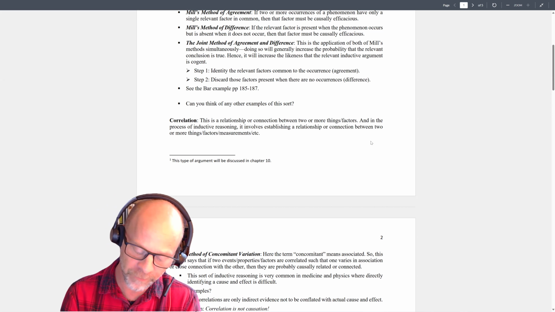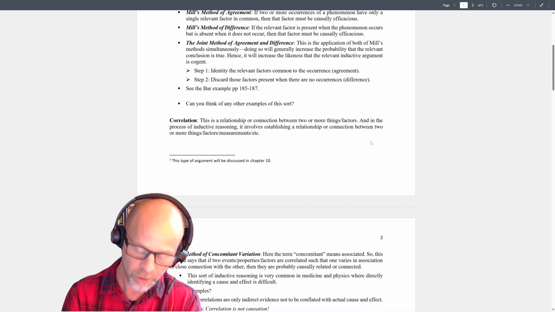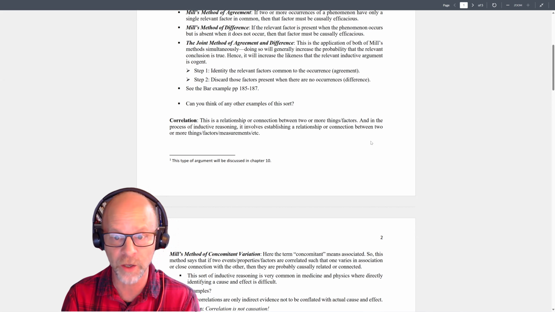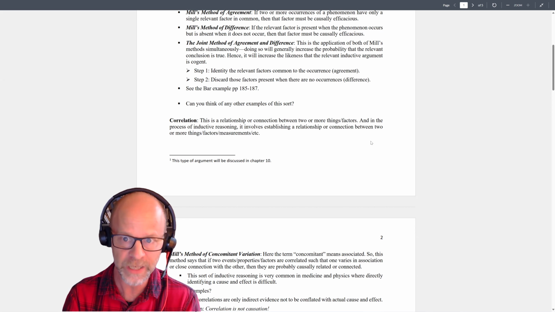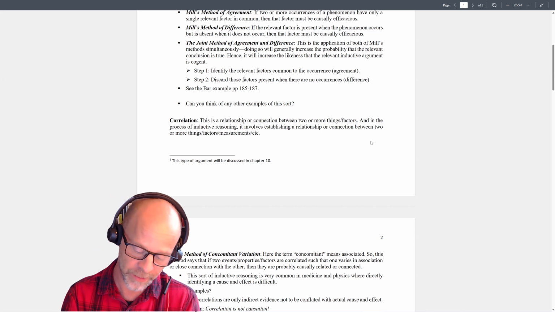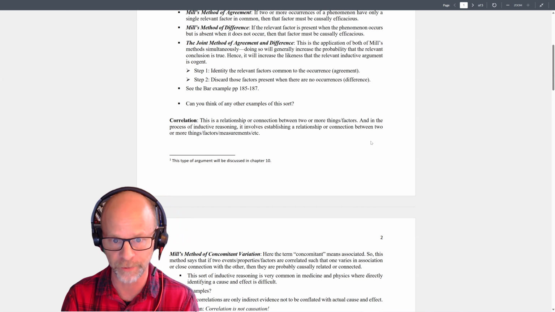But after further investigation, we find out that the other patrons who ate the tacos did not become ill, right? So everybody who became ill ate both the tacos and drank the wine, but there was a bunch of other people who ate the tacos and did not become ill. So that's the method of disagreement or difference. And then we conclude that the wine must be the culprit. The wine is what's responsible for making these folks ill.